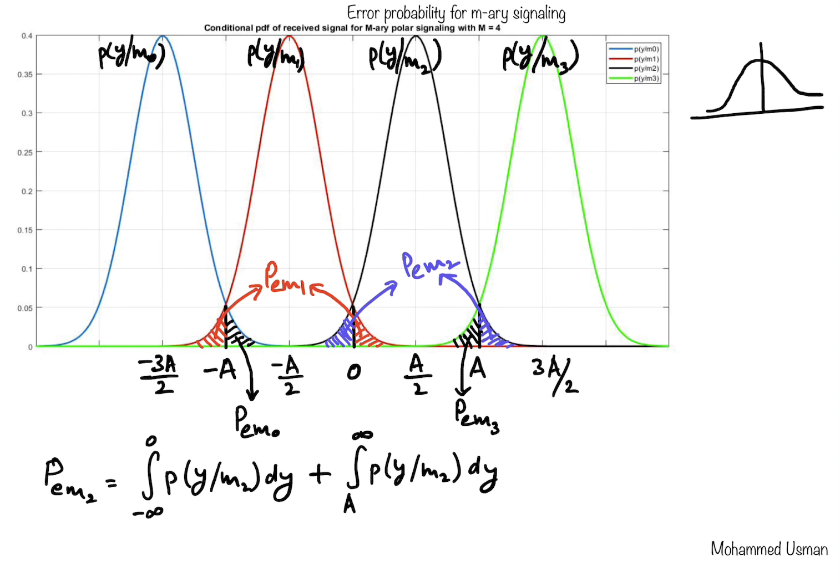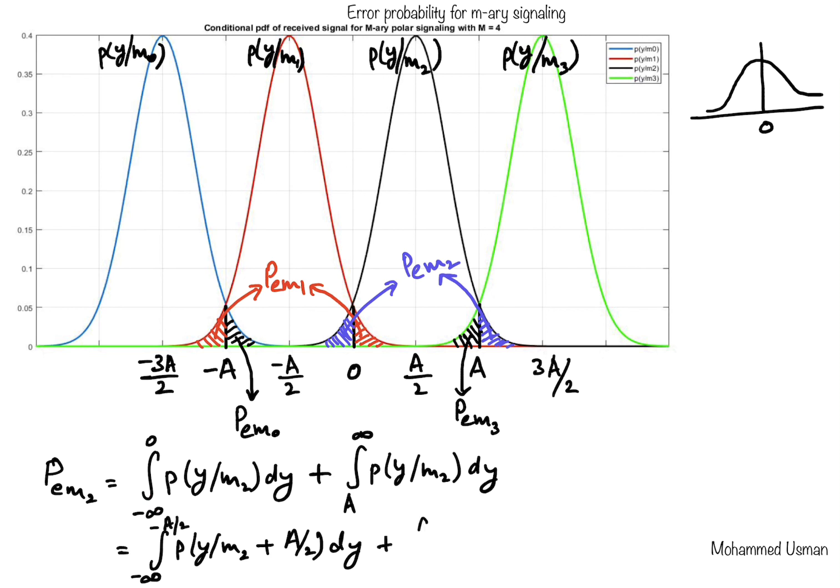To represent it as a Q function, we need to make it centered on 0, and to make it centered on 0, this black PDF, it is centered on A by 2, so we have to shift it to the left by A by 2. So that will become integral P of y given M2, shift to the left means plus, by A by 2 dy. The limits of integration will also get shifted to the left. So minus infinity shifted to the left is minus infinity, and 0 when shifted to the left by A by 2, it will come to minus A by 2. So it's minus infinity to minus A by 2.